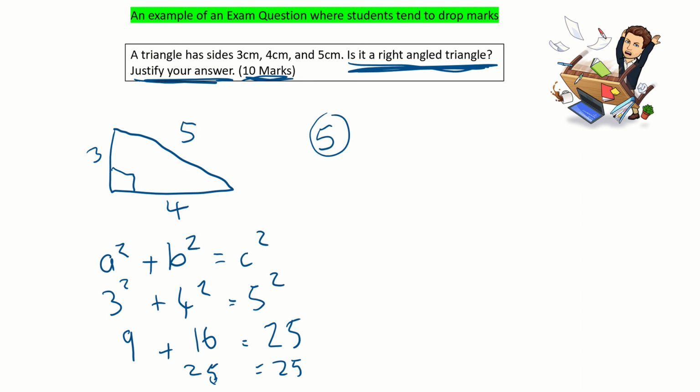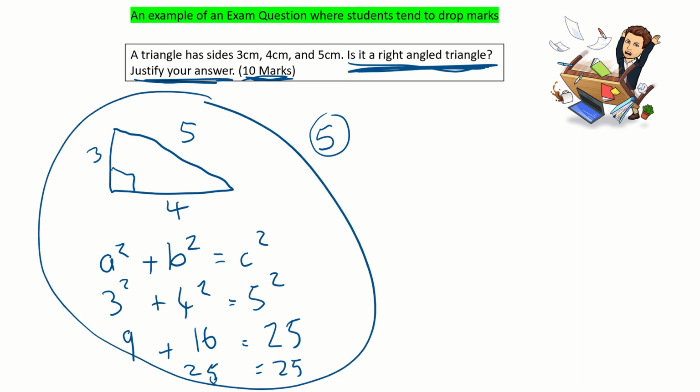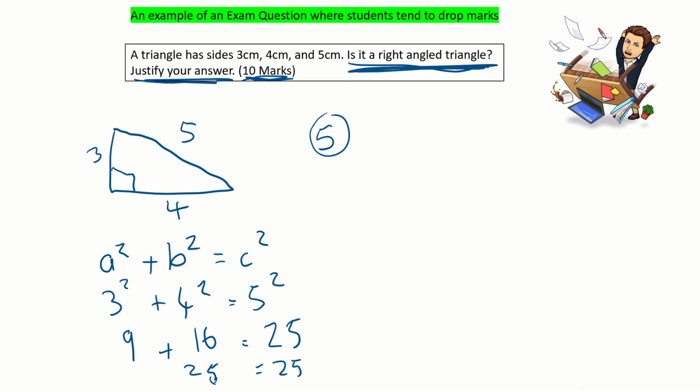So if someone asks you, is something a right angle triangle? If someone came up to you in the street and asked you, is that a right angle triangle? You would say yes, or you would say no. Nothing changes when you come to an exam. You have to give me an answer, because right now you haven't said yes or no over here. You've given me all the working out, but you haven't explicitly told me. So first of all, you've got to tell me, is it a right angle triangle?